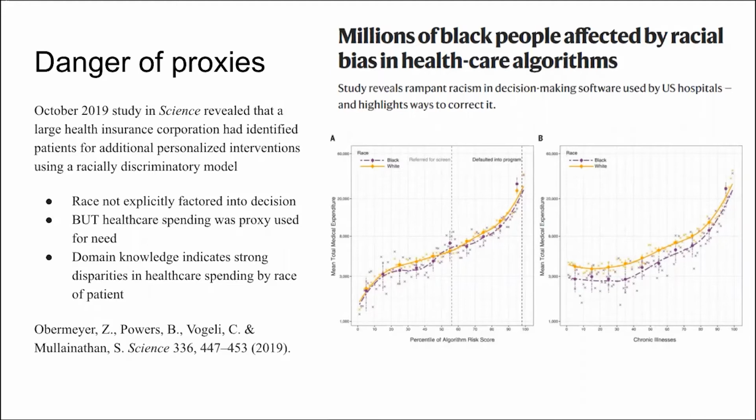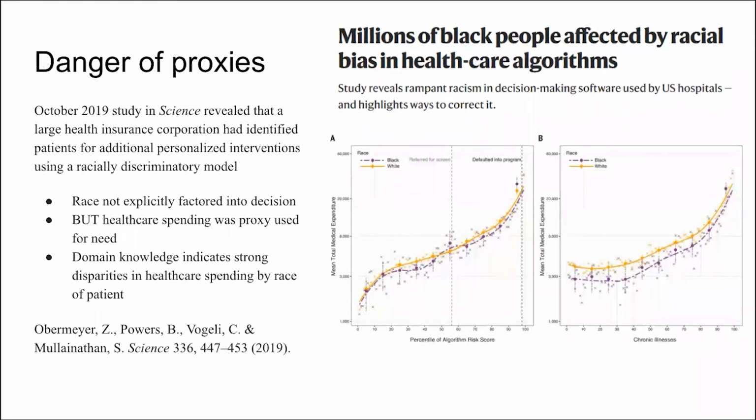The goal of the company had been to identify those people among their insured pool who were most at risk of getting sick, with the thought of, oh, if we can identify them for additional interventions, we might help them get less sick, which is good. They'll get less sick and we will spend less money. And so everybody wins. The problem was that they used as a proxy for seriousness of illness, healthcare spending.